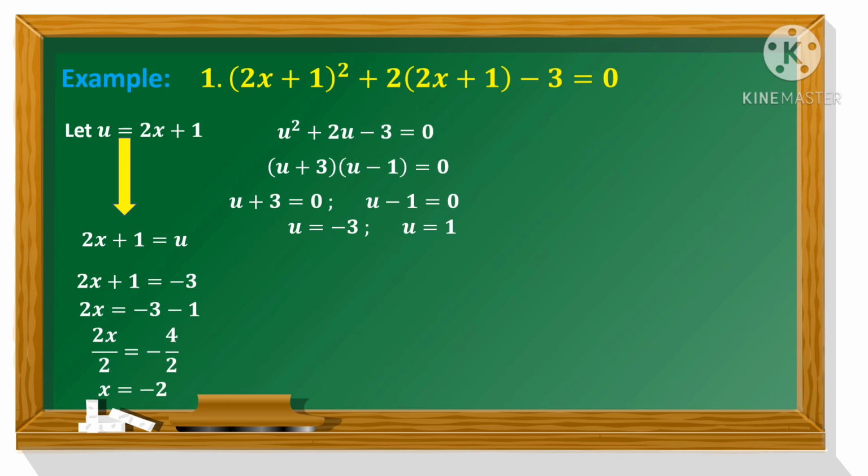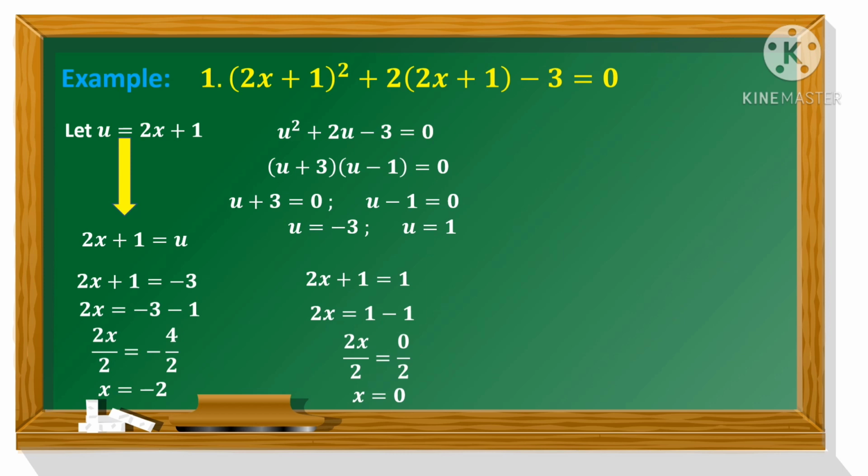And this time let us use the second computed value of u, which is 1. So you have 2x plus 1 equals 1. We copy this 2x plus 1 here, then the u is replaced by 1. Then we'll solve again to find the x. Let us transpose positive 1 to the right side, so it becomes 1 minus 1, which is 0. Then we divide both sides by 2. So our x is 0.